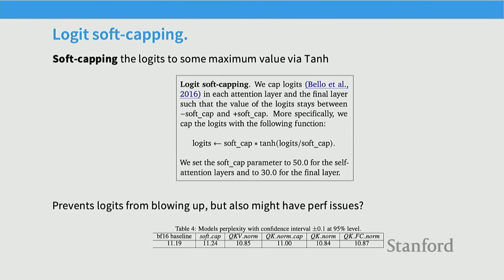Yes? So for the QK norm, I understand that during training you will have the layer norm being applied. At inference time, is the layer norm still being kept? Yes. So the question was, at inference time, do you still use the norm? And the answer is yes, because the layer norm has learned parameters.